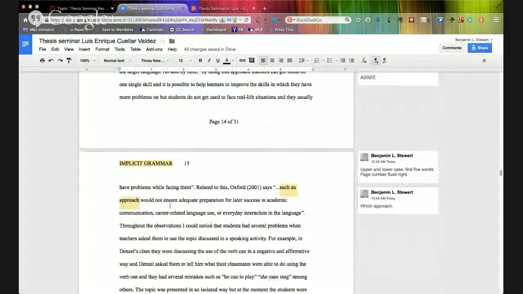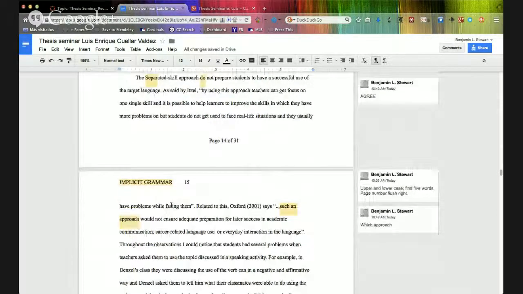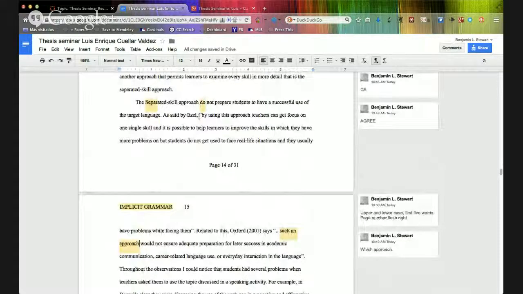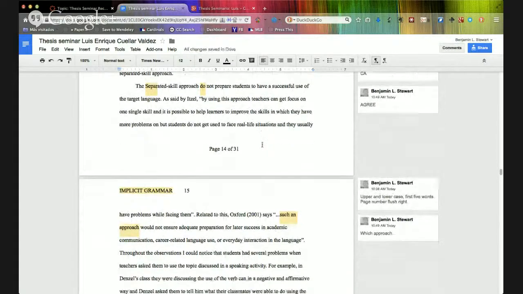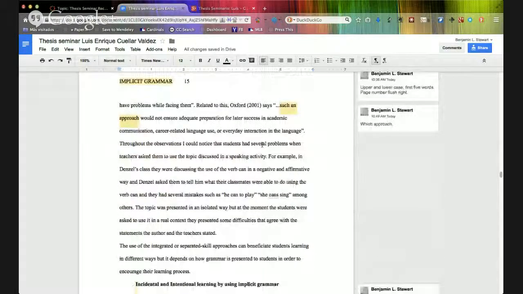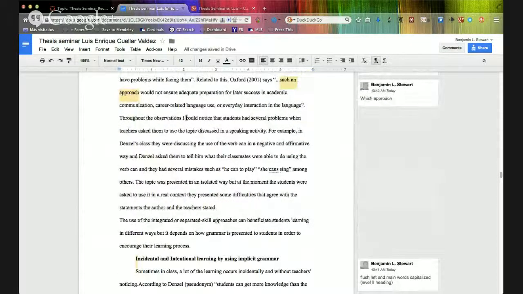Para no modificar lo que... Sí, pero y aquí también, itself, using, now, this is a direct quote, so you could put in brackets. Separated skill approach. Let's see. Throughout the observations, I noticed.